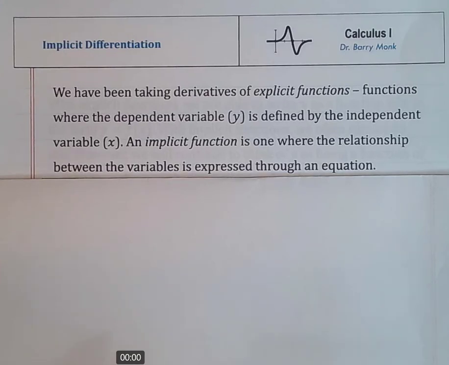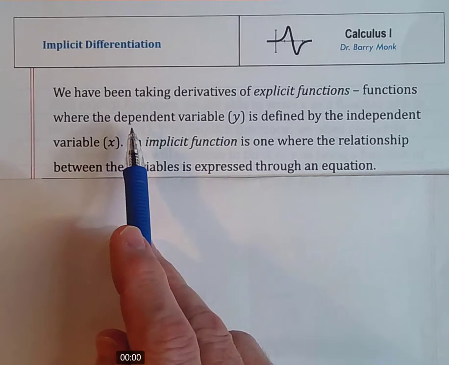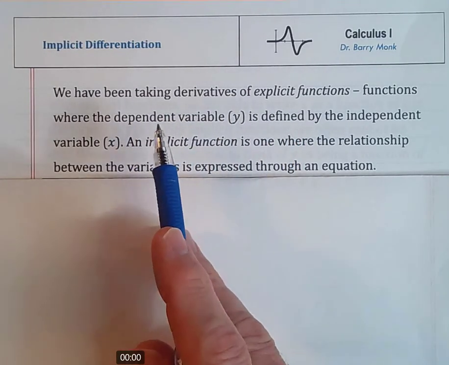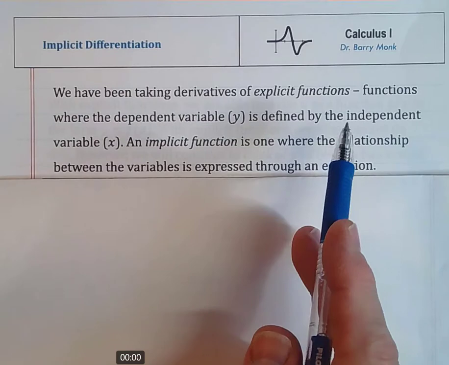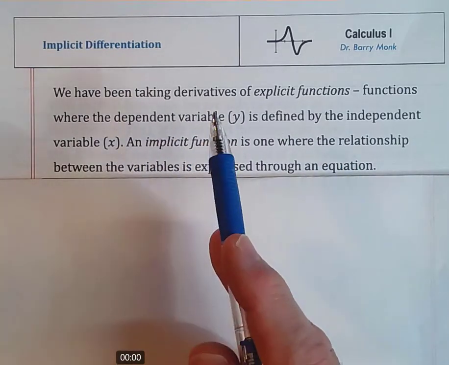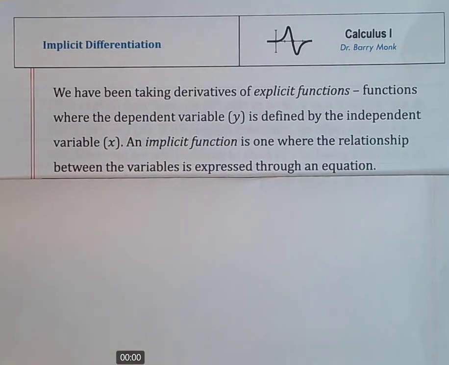In this video, we're going to talk about implicit differentiation. So far, we've been taking derivatives of explicit functions, functions where the dependent variable y is defined by the independent variable x. In other words, things that can be written as y equals some function involving x.